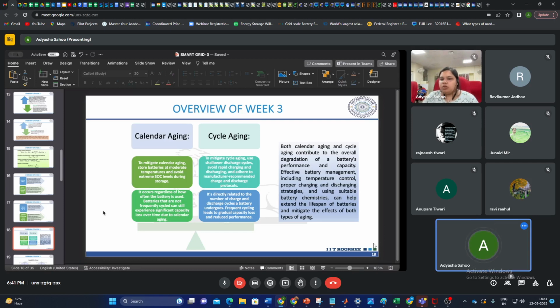So both these aging processes will contribute to the degradation of the battery performance, and we need an effective battery management technology or management system to control their temperatures, to maintain their charging discharging strategies, and to extend the lifespan of the batteries.